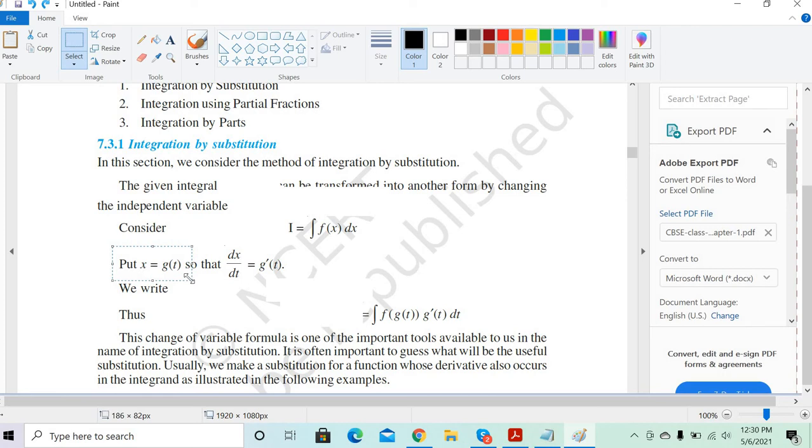And then you differentiate it, x is equal to g(t). Then you differentiate with respect to t on both sides for x is equal to g(t). So you get dx by dt is equal to g dash of t. So you cross multiply it, so you get the value of dx. You make dx the subject, so it becomes g dash of t into dt, right?